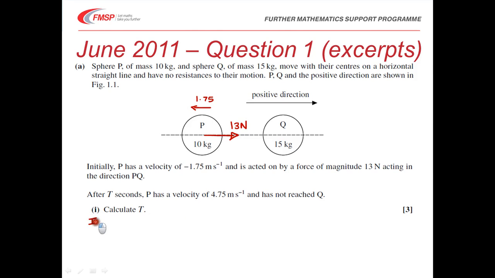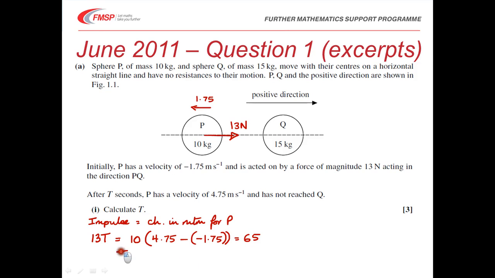Again, we're going to use the idea of impulse equaling change in momentum. We're just looking at P only here. So impulse equals change in momentum for P, because that's the only part of the system that has an impulse acting on it. And just to note that impulse is force times time. So we have 13 newtons being applied for time capital T. The change in momentum for P is going to be mass, which is 10, times final velocity, which you're told is 4.75, minus initial velocity, look out for the double negative there, which produces a value of 65, so T is 65 over 13, which is 5 seconds.